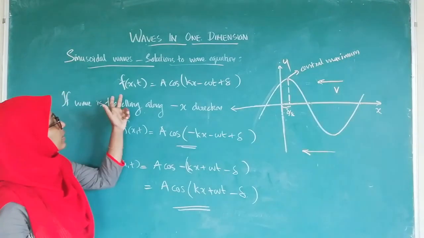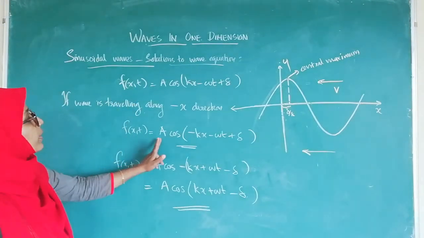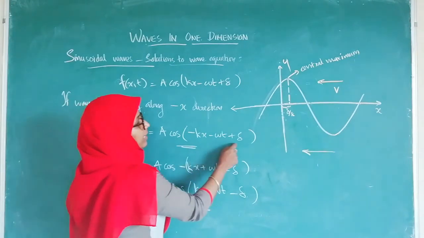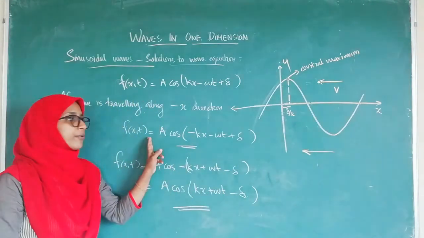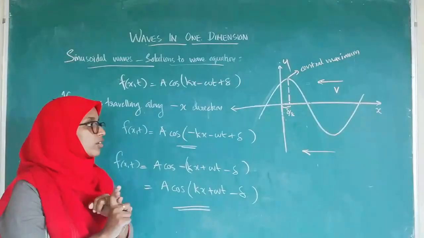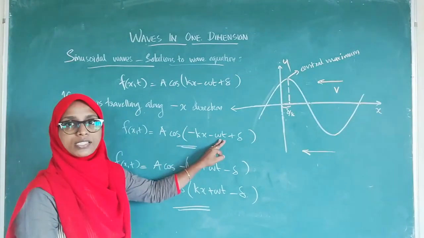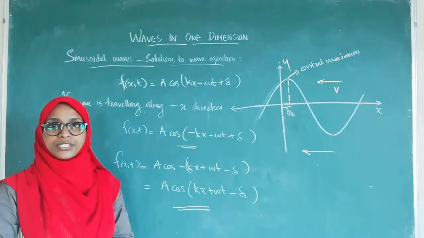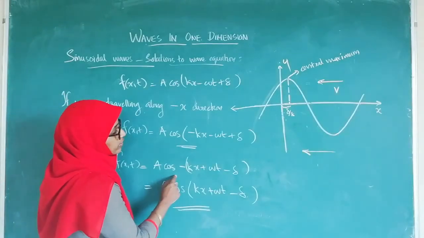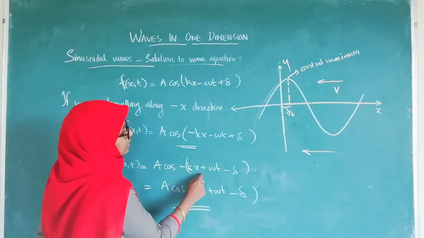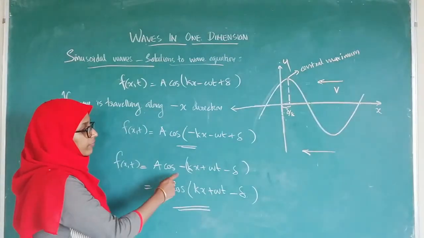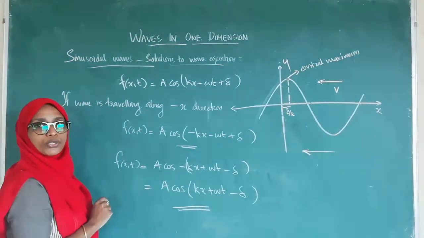So, I am going to consider this equation as f of x, t is equal to A cos of minus kx, since the x component is negative, minus kx minus omega t plus delta, which represents the same wave with the same amplitude, phase constant, velocity and angular frequency, traveling in the opposite direction. Now we can rewrite this equation. f of x, t is equal to A cos, taking the negative sign outside the bracket, kx plus omega t minus delta. And we know the cosine function is an even function, so we can neglect this negative sign, thus cos of minus theta is equal to cos theta itself.